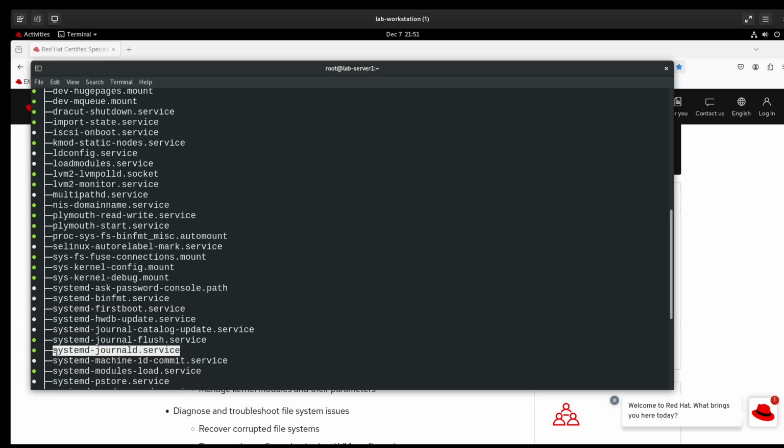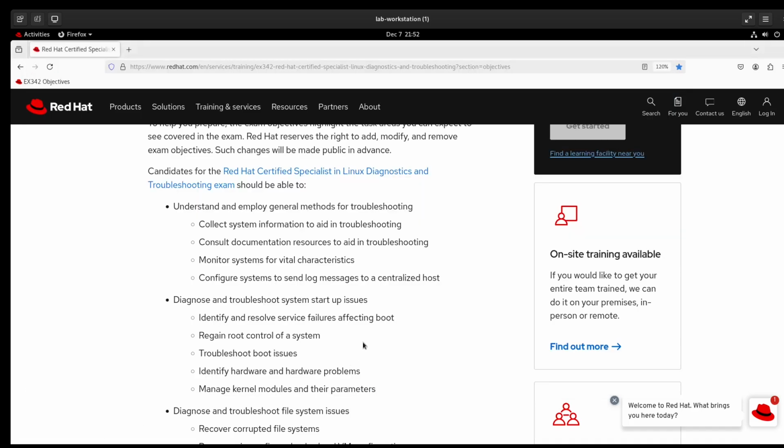and look at Red Hat documentation, and perhaps they have some documentation about some of their boot troubleshooting stuff. But my gut tells me on the exam, this is really going to be more about just troubleshooting systemd services rather than specifically boot, even though the objective here says identify and resolve service failures affecting boot. I'm not sure what affecting boot necessarily means, but of course it's under this section, so I may be wrong. And if I am, I might be toast on the exam, but we'll see.